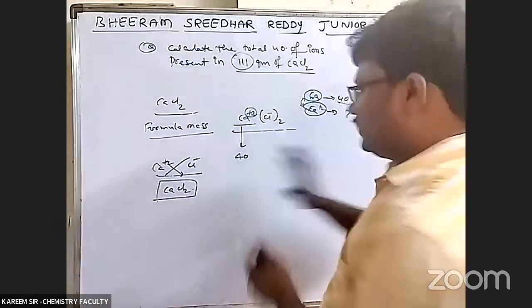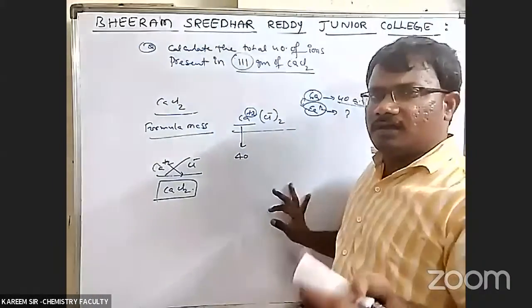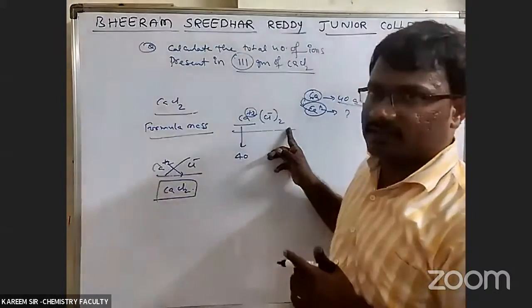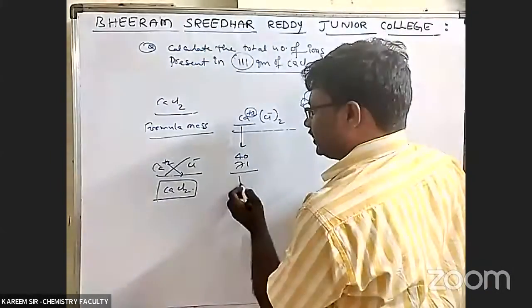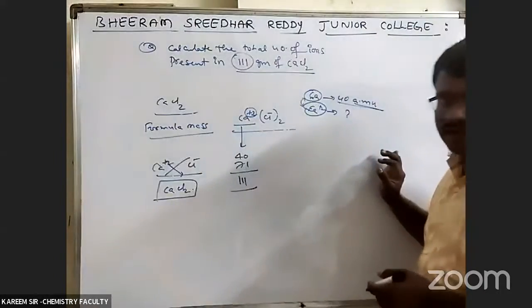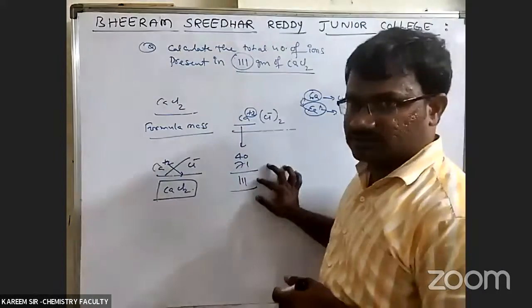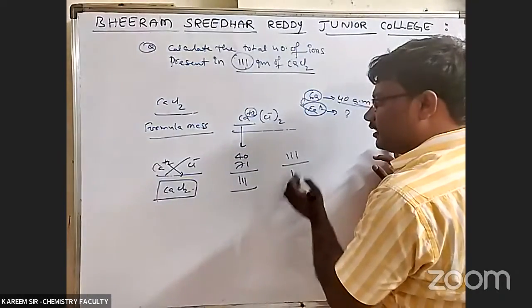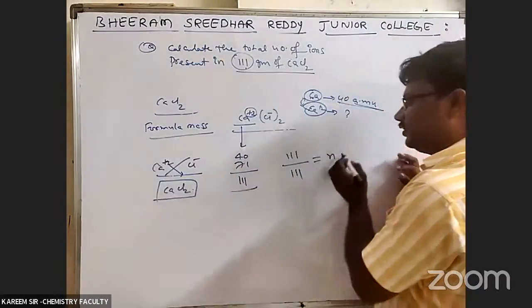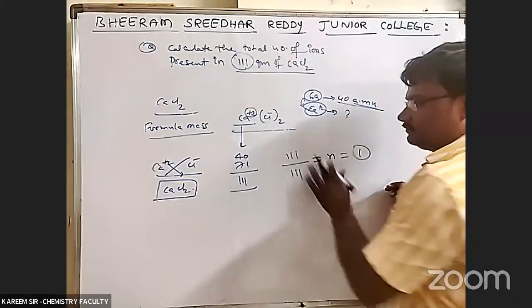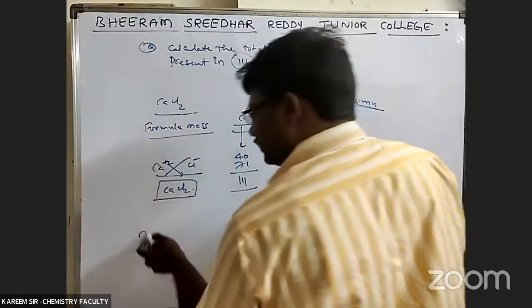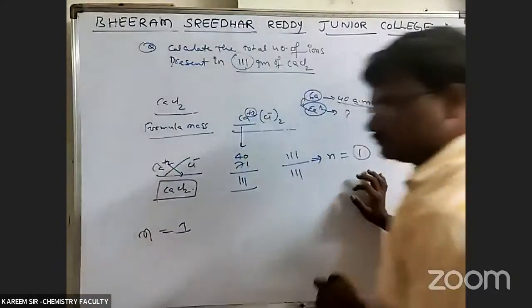Okay, 40. Cl or Cl minus both have the same mass, 35.5. 2 times are there, 71. So totally 111 is the mass. 111 grams is the molar mass. The given mass is also 111 and the molar mass is also 111, then you will get the n value as 1. The number of moles is 1.